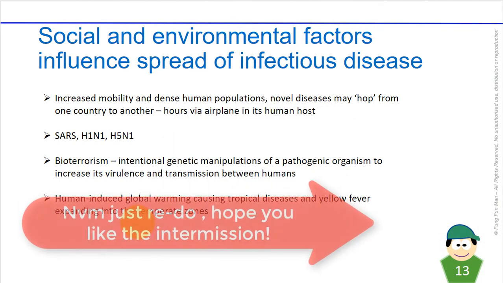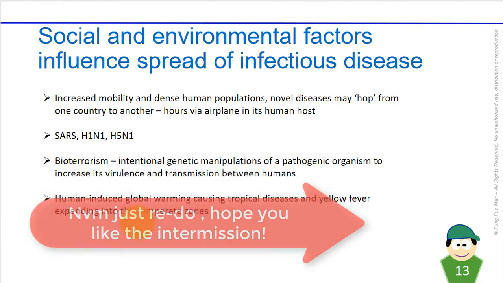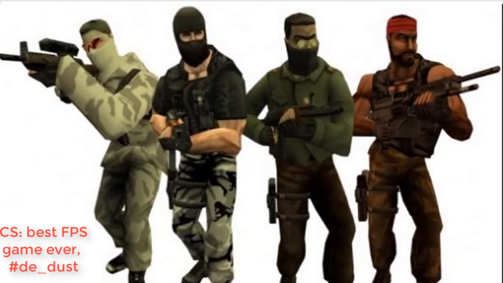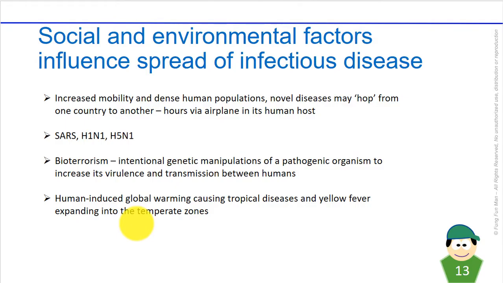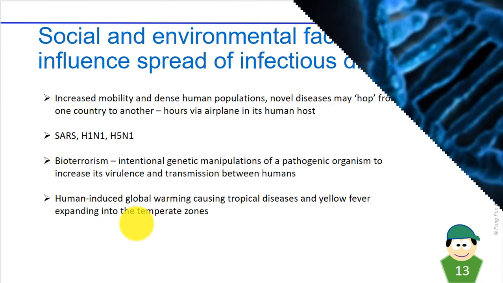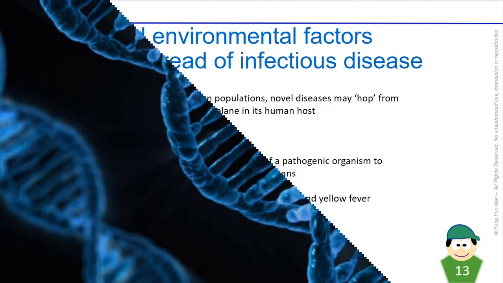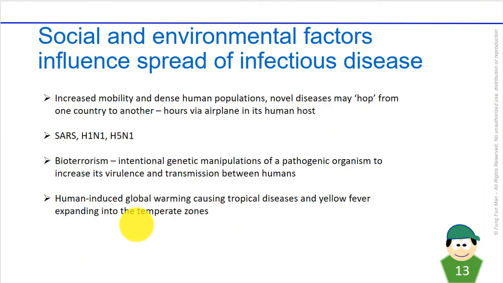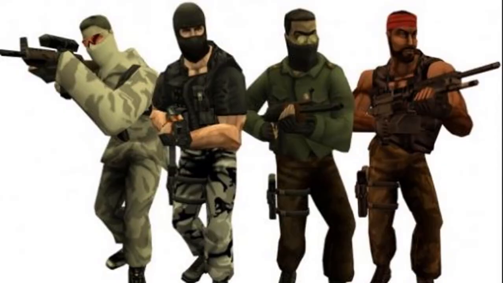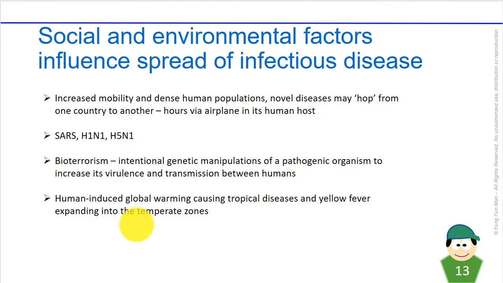natural strains of disease, there's a growing concern of bioterrorism, terrorist attacks, and the intentional genetic manipulation of a pathogenic organism to increase its virulence or transmission between humans. So people are trying to find a way to stop this kind of transmission of pathogens in case of terrorism. Now, this issue actually received a lot of attention worldwide.